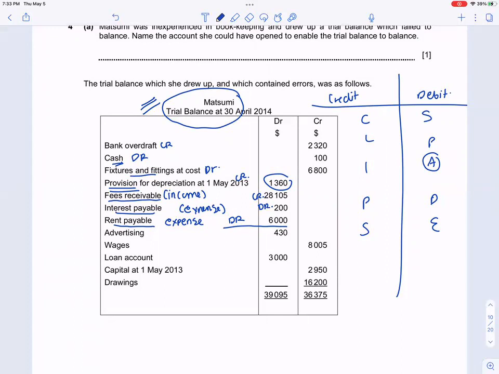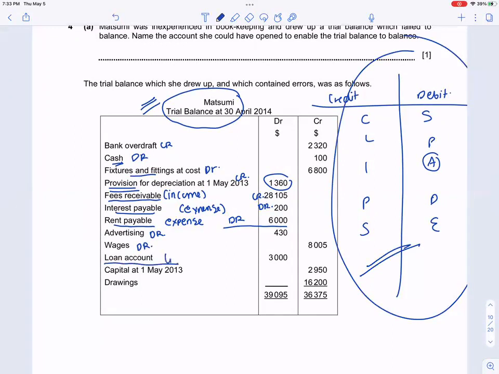Advertisement. I think debit because you're paying for the advertisement. This is an expense. Wages would also be debit. You classify it into this category for a trial balance. Wages is an expense, so debit. Loan would also be debit? No, it will be credit. Capital. Capital's always credit.